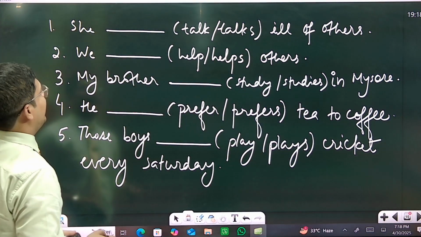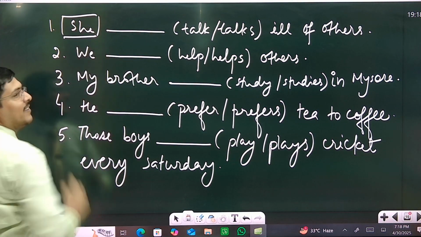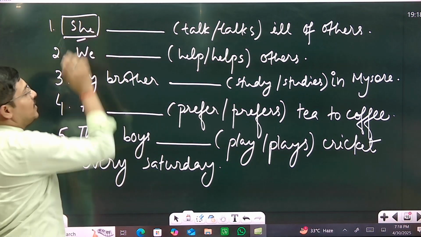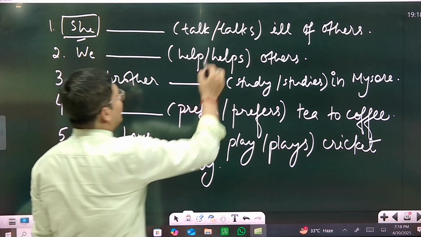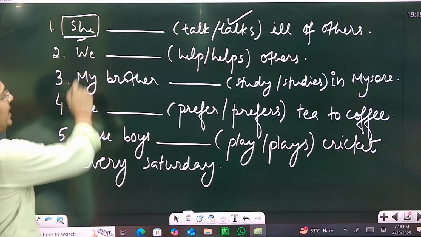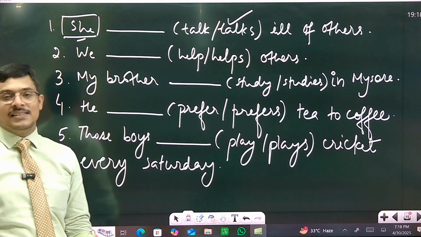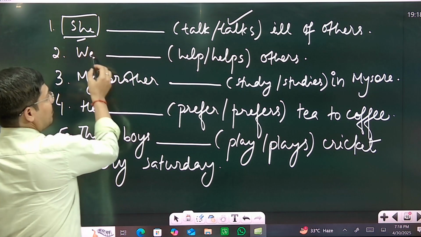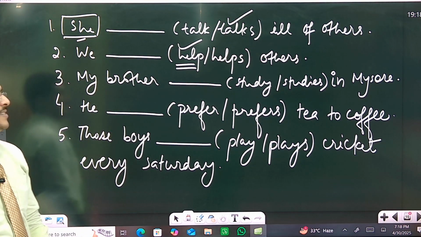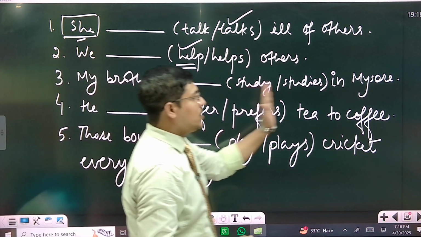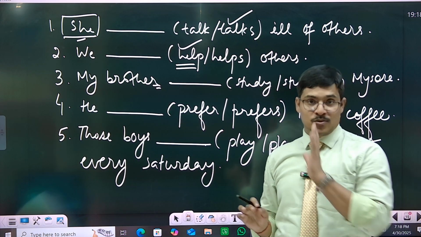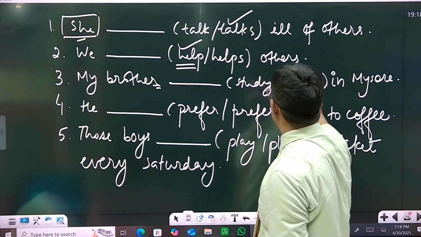Answer these sentences quickly. She, singular or plural? Naturally, it is singular. And a singular subject will take a singular verb. So what shall we use? Talks here. We, singular or plural? Right, plural subject, and a plural subject will take a plural verb. We help others. My brother, study or studies in my school? My brother, it's brother, not brothers. So singular subject will take a singular verb.